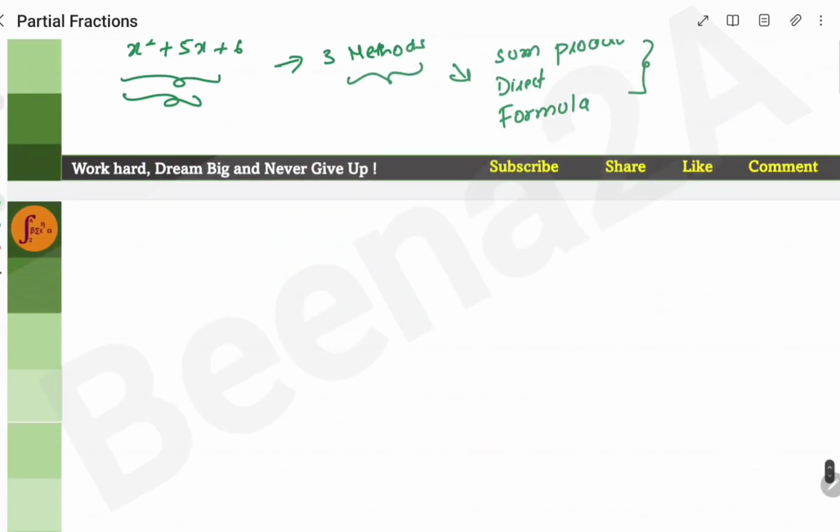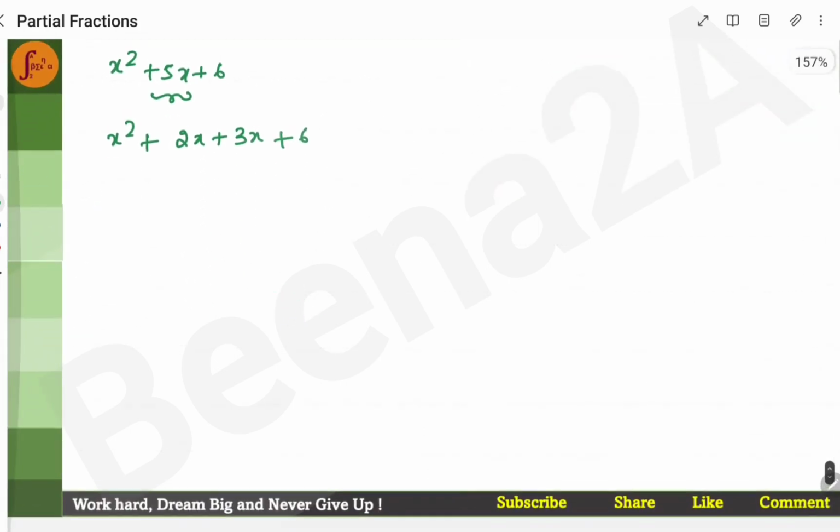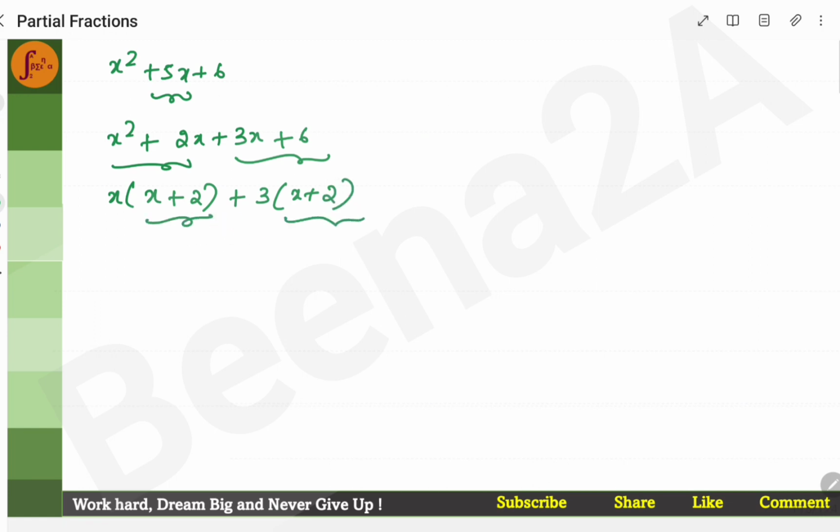So in the direct method, I'll split this middle term into 2 terms. So I'll get x square plus, I'll split it into 2x plus 3x because 2x plus 3x is 5x, plus 6. So I'll take the common factor between these two. x is common, so I'll be left with x plus 2, plus here 3 is common. 3 2s are 6, so x plus 2. Now again x plus 2 is common, so I'll take x plus 2 as common. Here I am left with x and here I am left with 3. So the factors are x plus 2 and x plus 3.